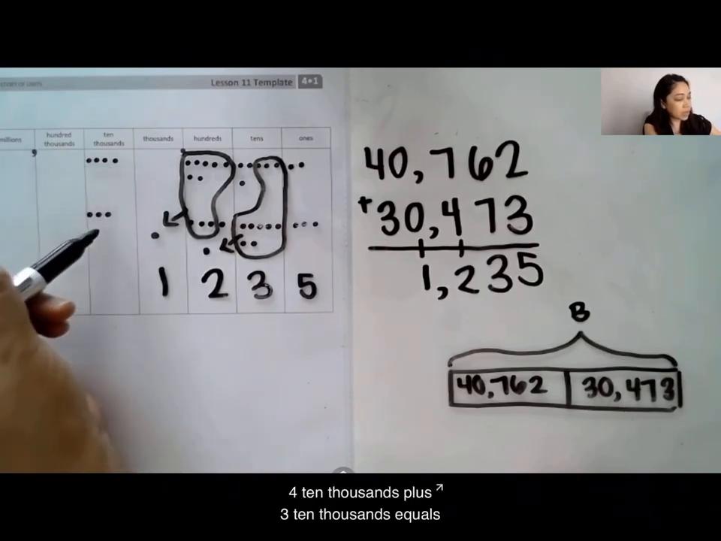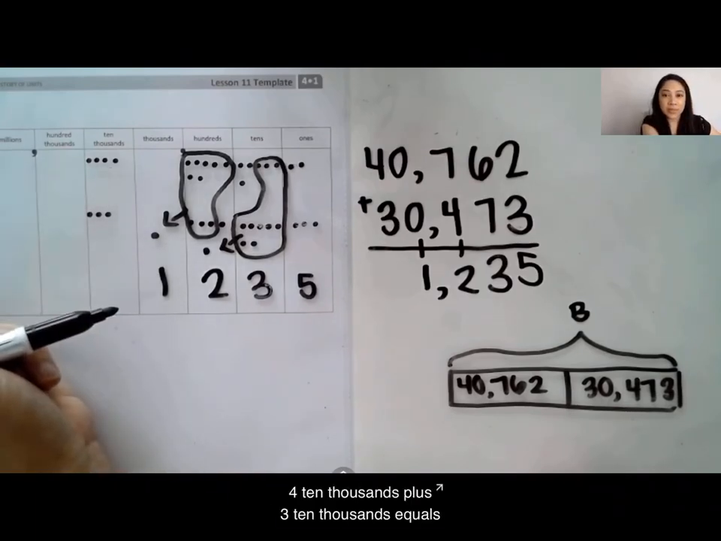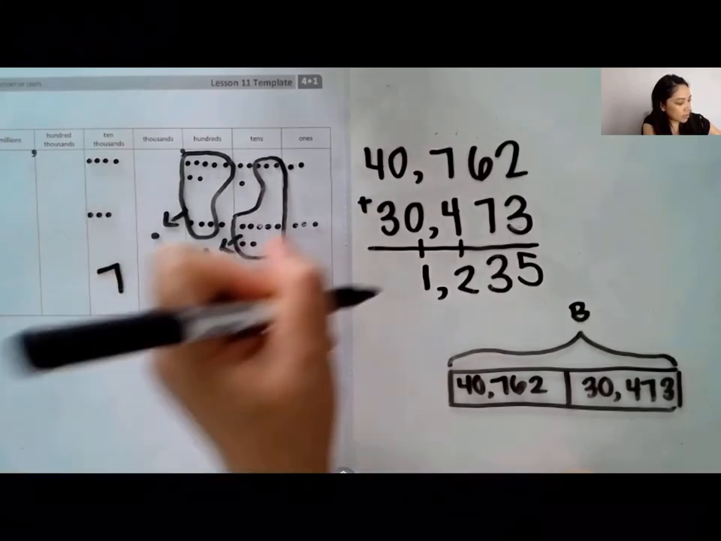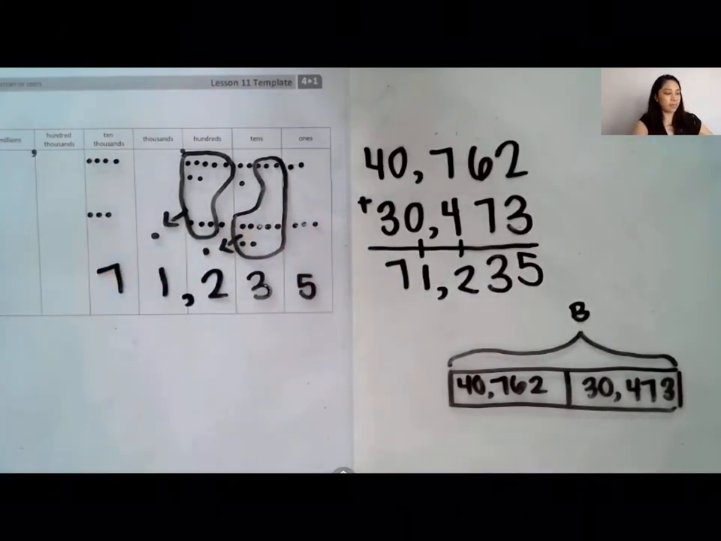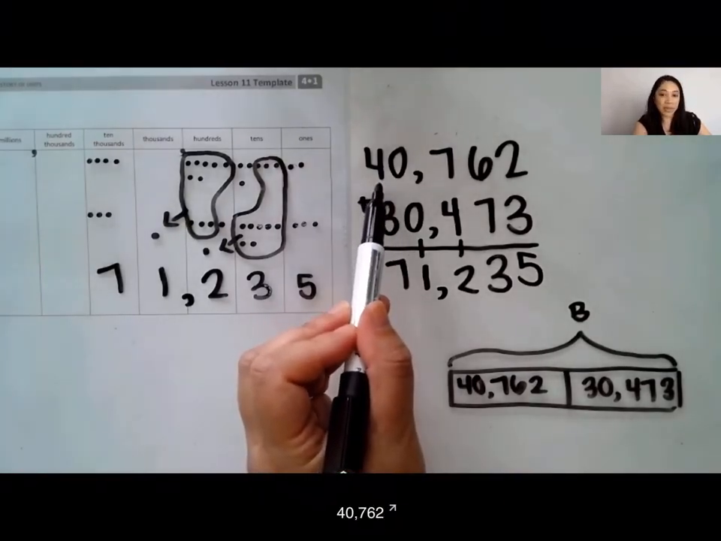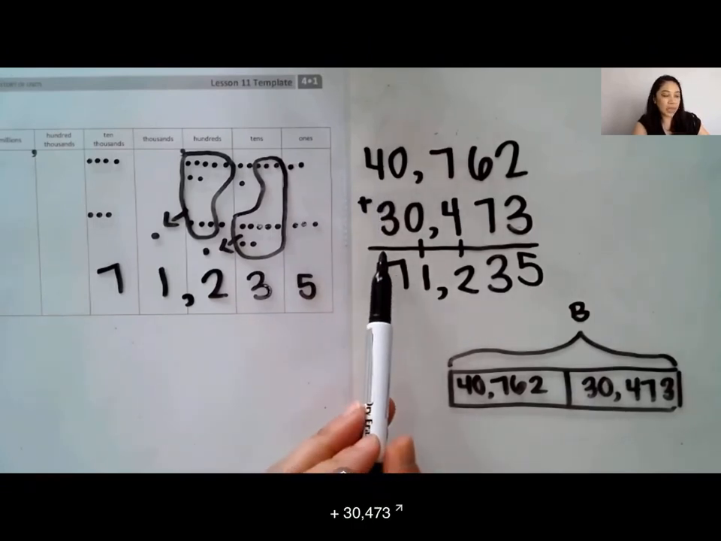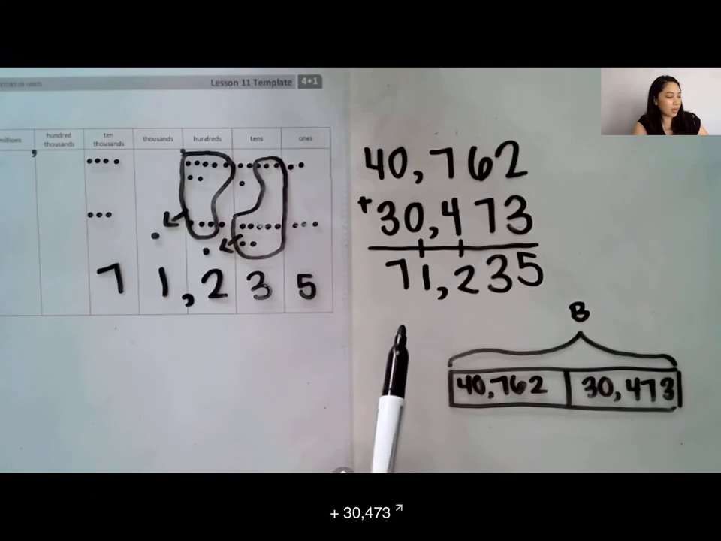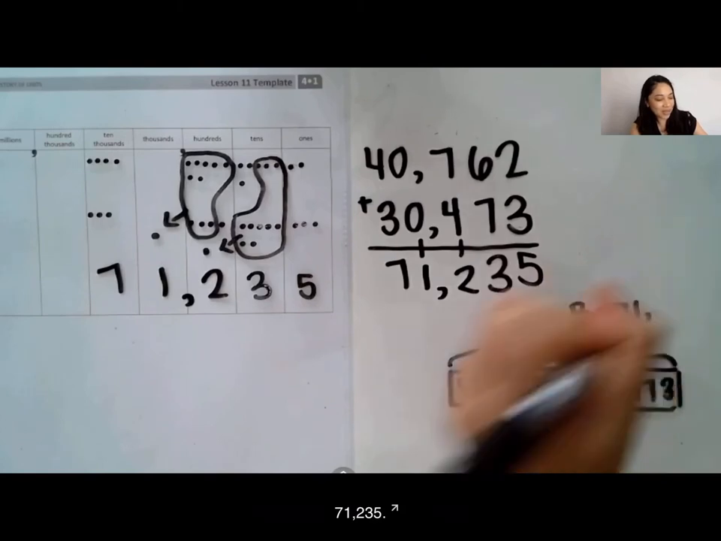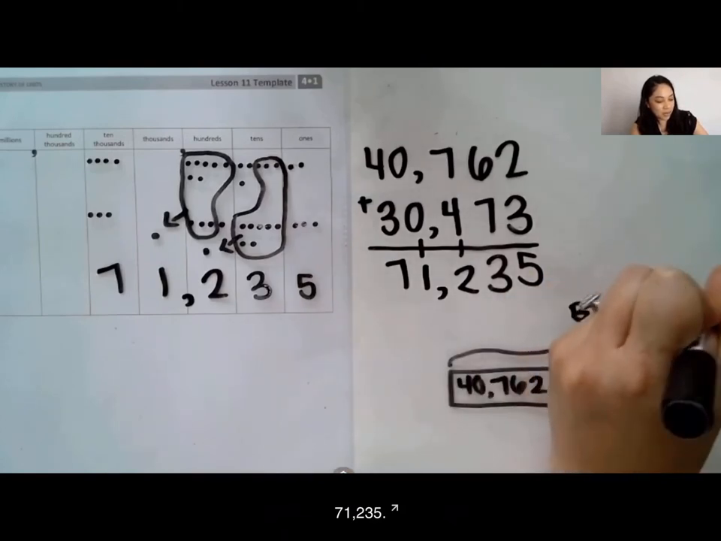4 ten thousands plus 3 ten thousands equals 7 ten thousands, or 70,000. Read the equation with me now. 40,762 plus 30,473 equals 71,235. Therefore, our variable B equals 71,235.